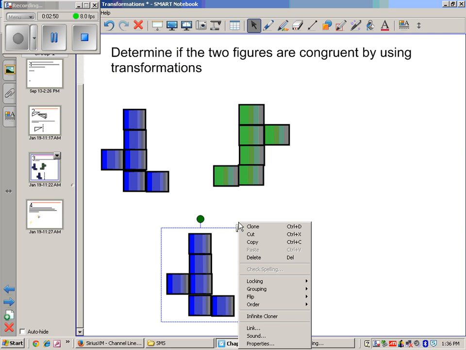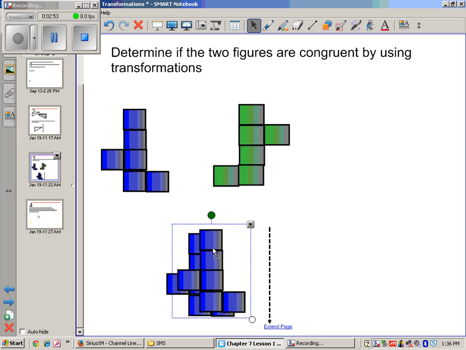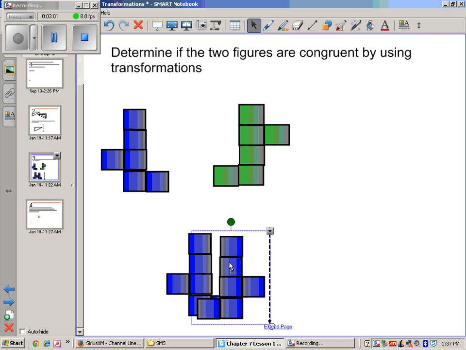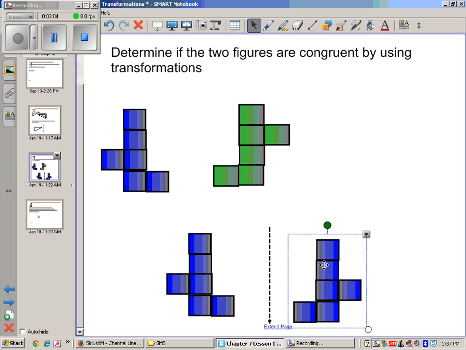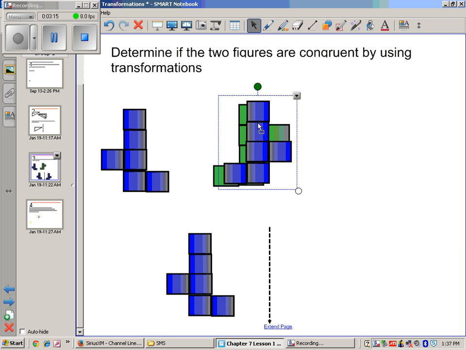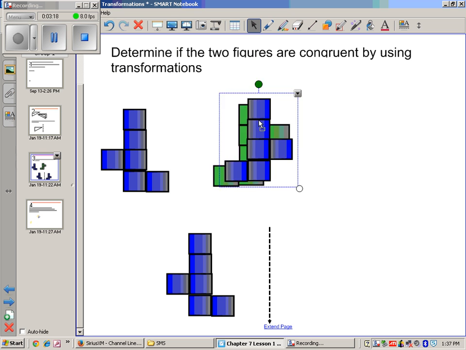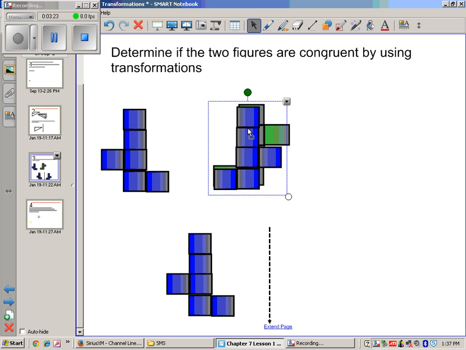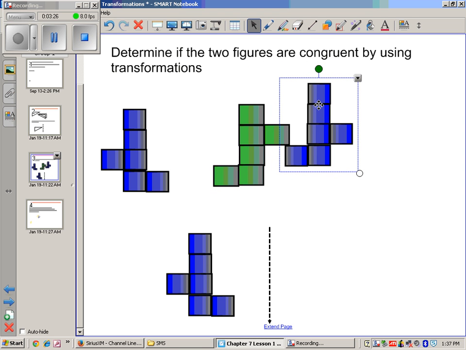Here we have our figure. We're going to clone it once again. Then we're going to take a reflection of this one like we did in our last example. So we're going to flip it left and right. Boom, there is our reflection of that figure. Now we're going to take that figure up to the green one, and then try to slide it in and see if it is a match. And obviously, as you can see, they do not line up. The figures do not line up, so they are not congruent figures because we cannot match up side to side.